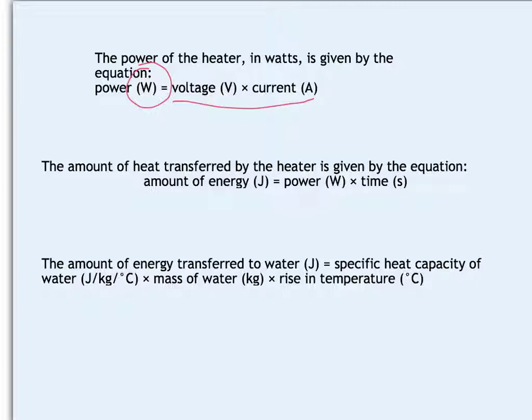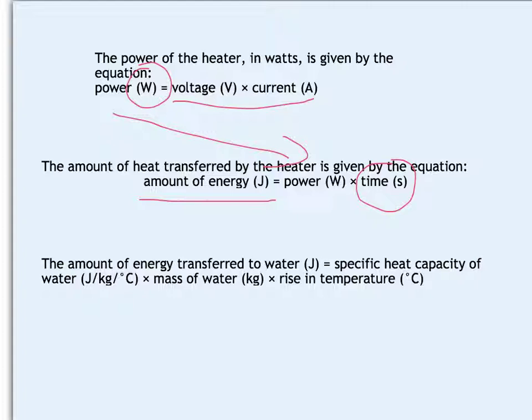The second equation tells you how much energy is being transferred via electrical energy from the heater into the kettle itself. The amount of energy, like all energy, is measured in joules, and that is power times time. So you'll need the power from that equation and the time that the kettle is turned on for in order to calculate the amount of energy. So that's the energy being supplied by the kettle, but not all of it is going to go into the water itself, as we saw on the previous slide.